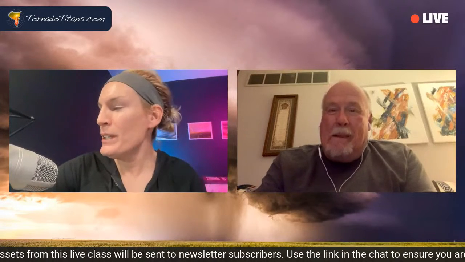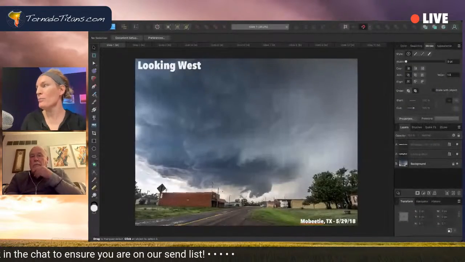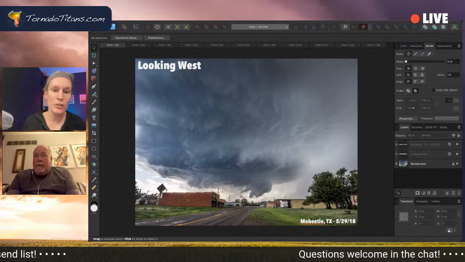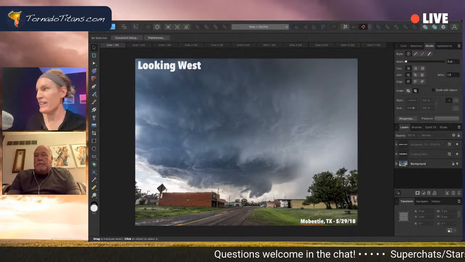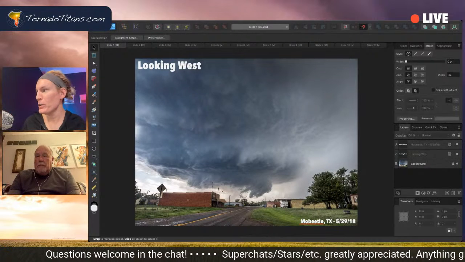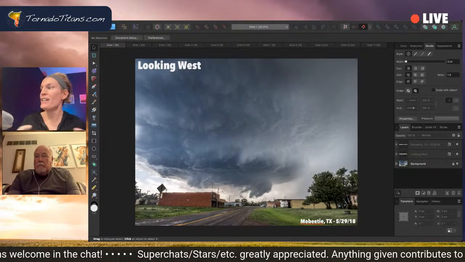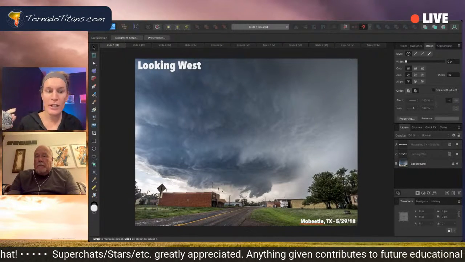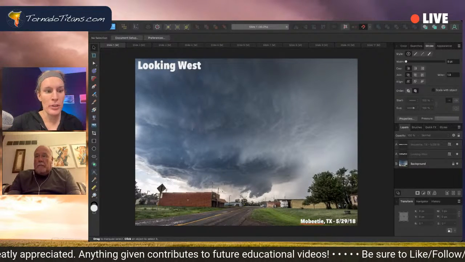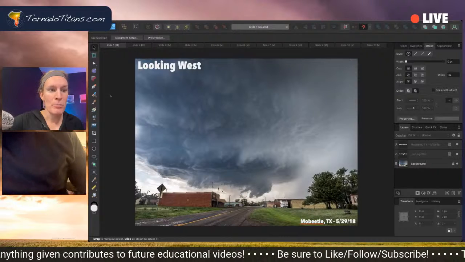So here, let me throw up. We're just gonna get right into this because I don't want this to take like 3 hours. So I'm gonna start off. First slide here. This is the Mobile, Texas supercell from 2018. Just an absolutely fantastic storm to storm chase. This thing had really epic structure throughout its whole life cycle. And just want to talk about a couple of things on this that you may or may not notice.